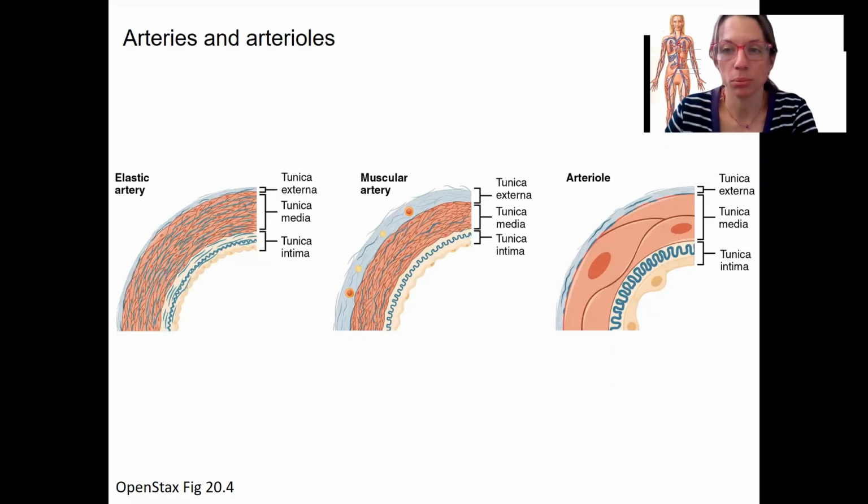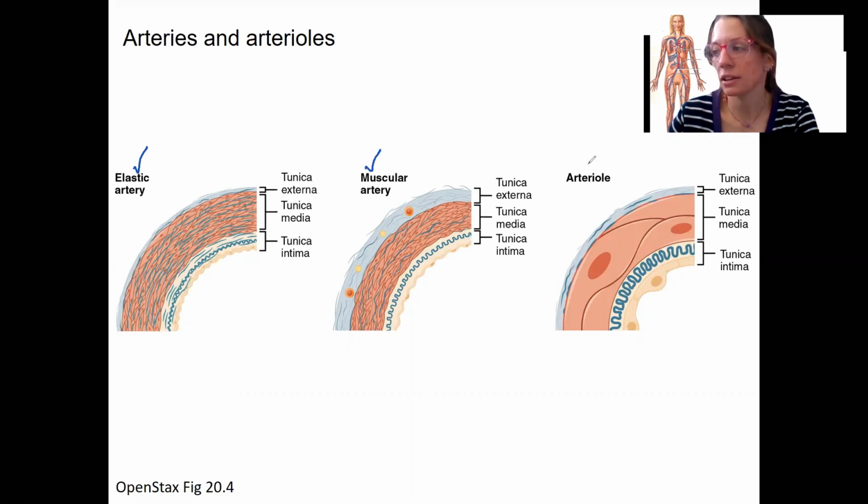Now that I've talked to you about blood pressure, we're going to go back and look at the vessels a little more closely, because now we know how important it is to maintain blood pressure. So here are the arteries and arterioles. We've already introduced these three different types, well, two types of arteries, elastic and muscular, and then arterioles. And you've looked at the sizes of these. These elastic arteries are also called conducting.